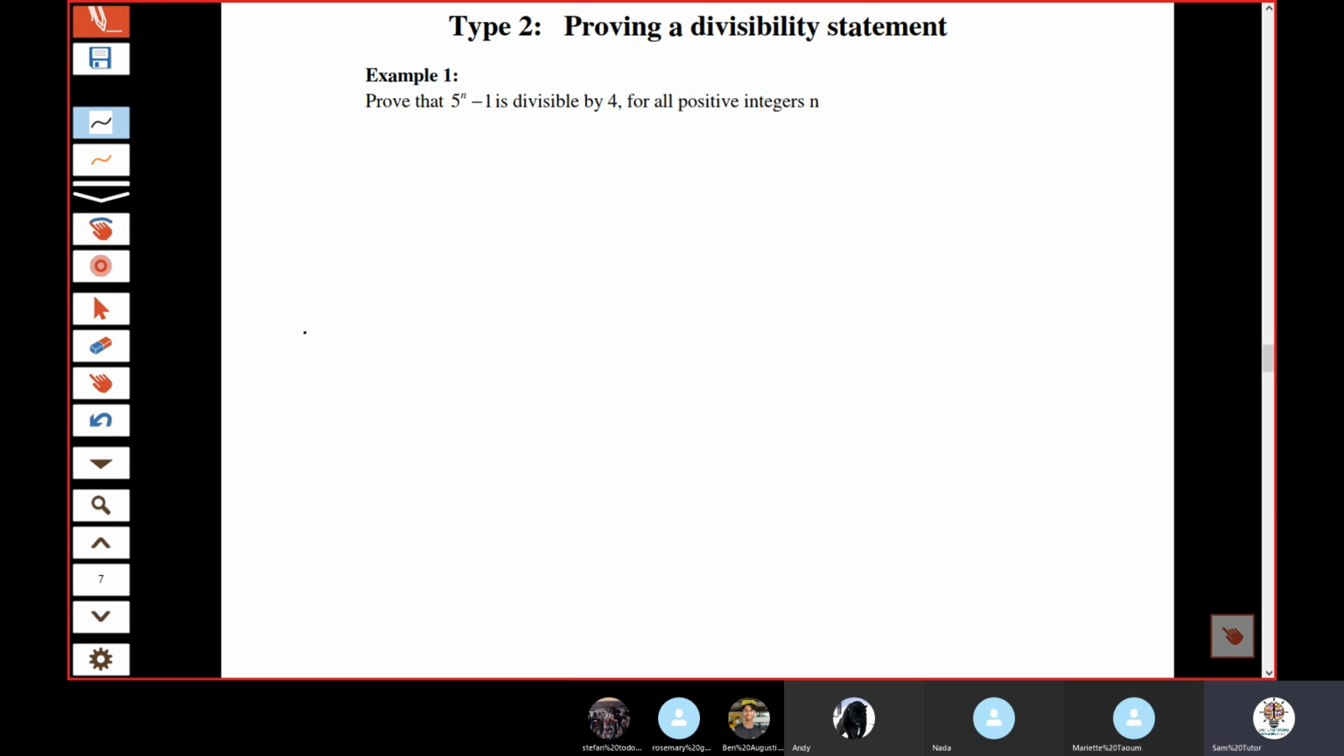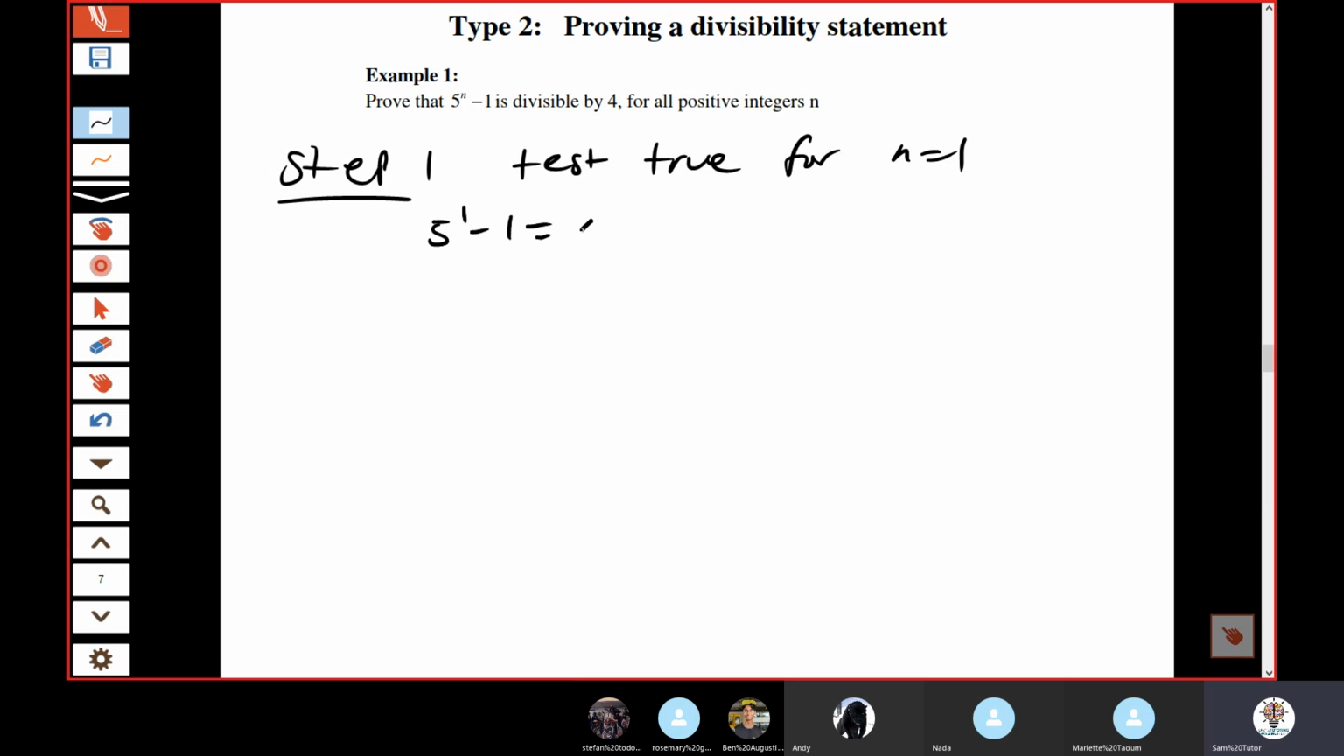Okay. Prove that 5 to the n minus 1 is divisible by 4. All right, step 1. Test true. For n equals 1. So that means 5 to the 1 take away 1. 5 to the 1 take away 1 equals 4. 4 divided by 4 equals 1. Therefore, divisible by 4.